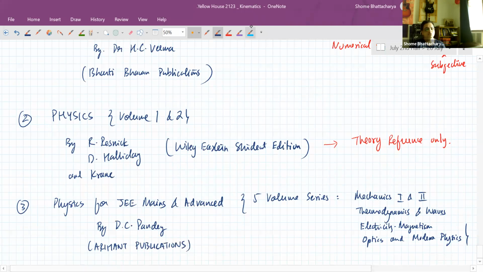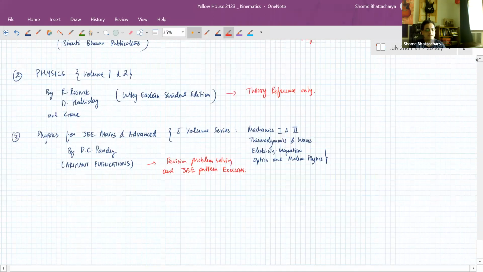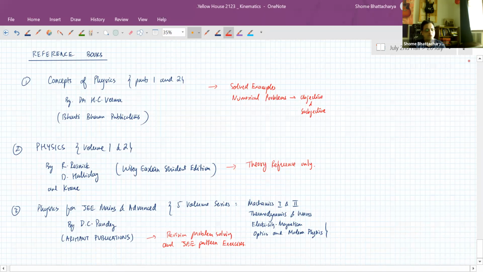There is also a series for NEET, the medical entrance exam. So don't get that. Get the JEE Mains and Advanced one. This is for revision problem solving and JEE pattern exercises, and also solved examples to a certain extent. But primarily use it when you're done with a chapter and want to do some additional revision questions. Like now you're done with vectors and calculus. Whenever you want to do some new problems for revision, you can refer to questions from this DC Pandey. I'll be sending you the notes that will have these books.